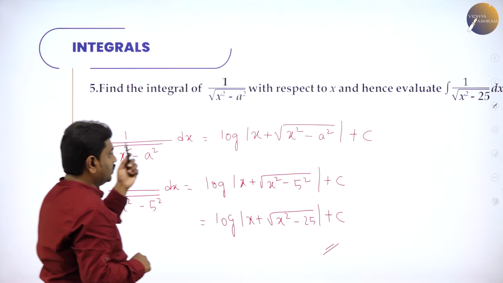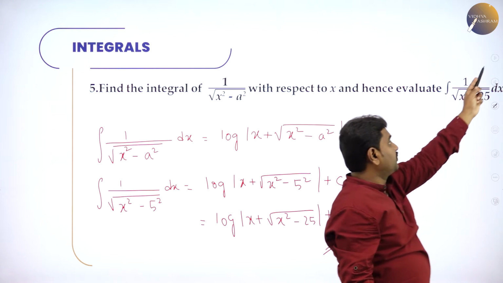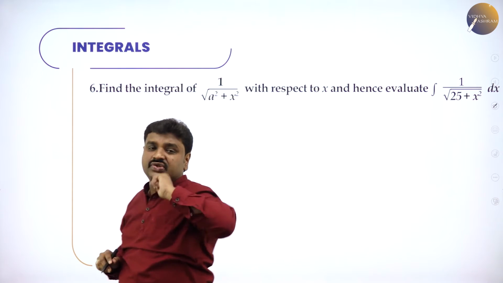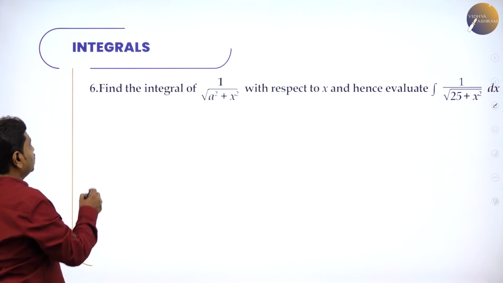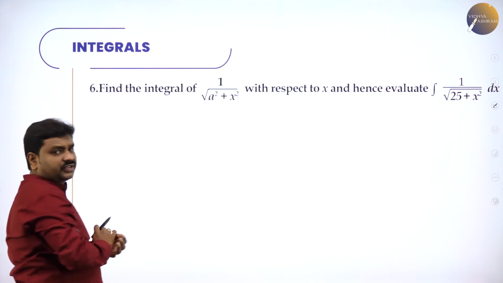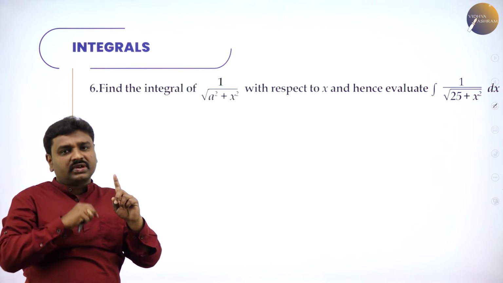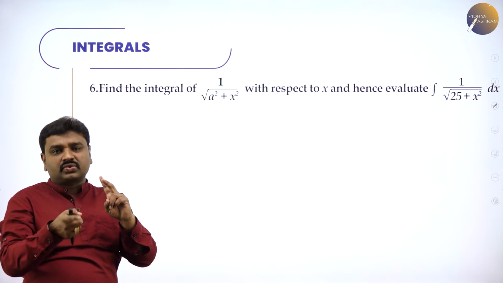Next we have the sixth specific integral, that is the integral of 1 by root of a square plus x square. Same method. Whenever you have a square plus x square, put x as what? a tan theta. For a square minus x square, a sin theta. For a square plus x square, a tan theta.